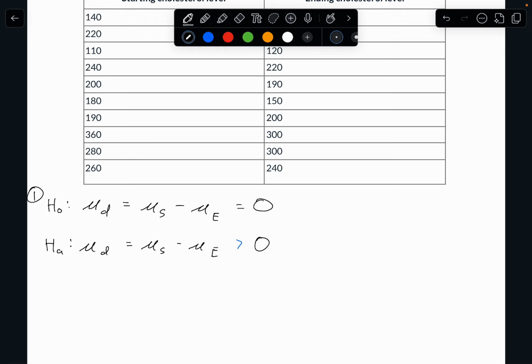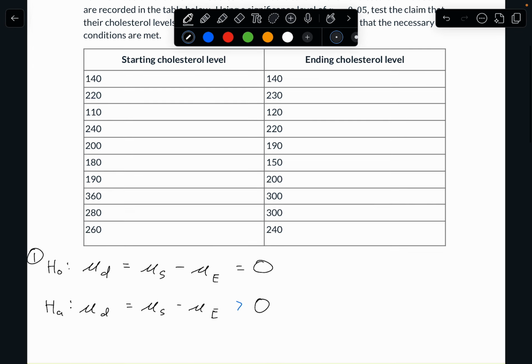But it does make a difference. It is something that we should be careful with. So we've got our null hypothesis. We've got our alternative hypothesis. The other thing that might not be a bad idea to go ahead and find here is that difference data, since that was not provided to us, which means we're going to have to take all of this data that was provided and punch it into our graphing calculator.